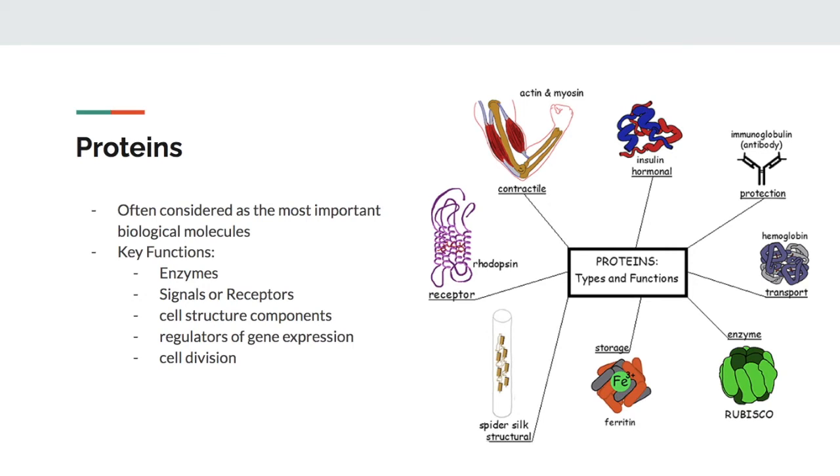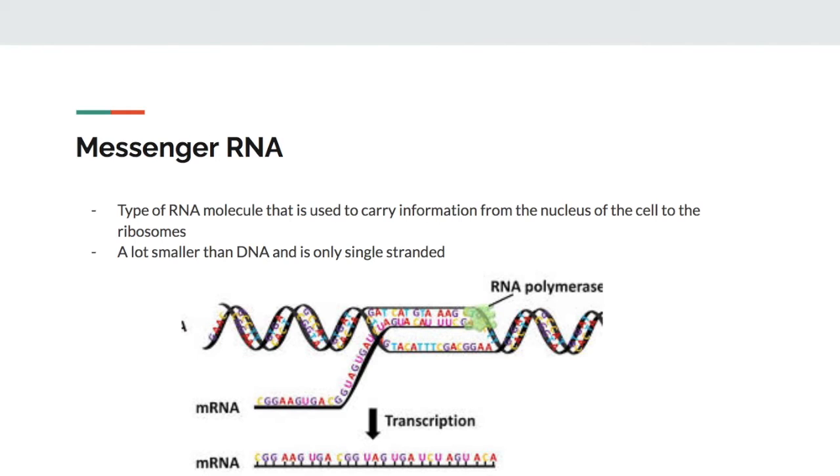To start off, we will talk about messenger RNA, or mRNA, a type of RNA molecule that is used to carry information from the nucleus of the cell to the ribosomes. Compared to DNA, mRNA is a lot smaller, as it is only a copy of a small part of the DNA and is only single-stranded.